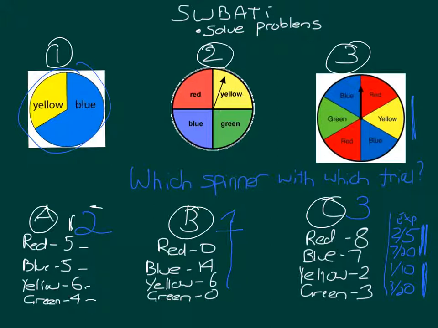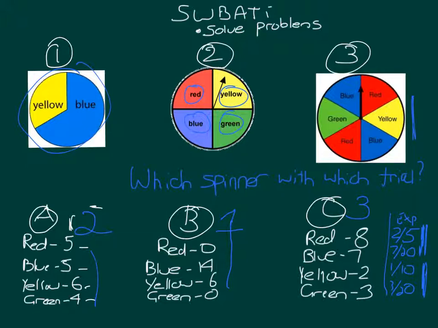spinner 2, and that makes sense because in spinner 2 the theoretical probability of red, yellow, blue and green is exactly equal. The experimental probability is not quite equal, but it's close to equal, because as I said, experimental probability does not need to equal theoretical probability, okay? Sometimes it does, but more often than not, it doesn't.